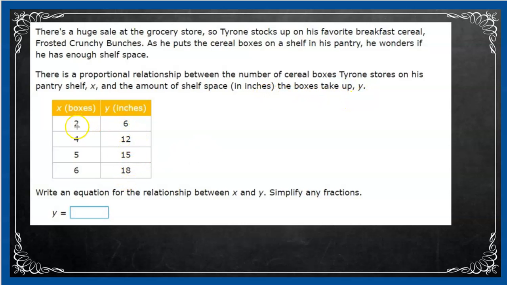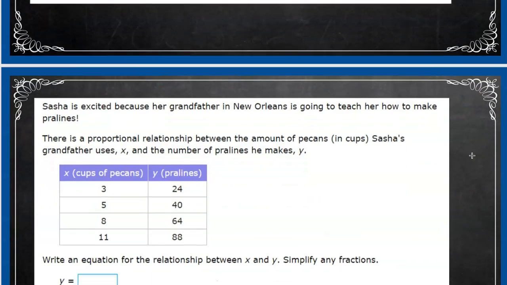So 2 boxes takes up 6 inches. Well, guess what? We're about to have the same constant of proportionality here, but that's okay. So 2 times 3 equals 6. 4 times 3 equals 12. So we do have a proportional relationship, of course, and every one of these is multiplied times 3 to get y. So our y equals 3 times x again, because every x had to be multiplied times 3 to get the y that went with it. And that's it. Let's look at another one.